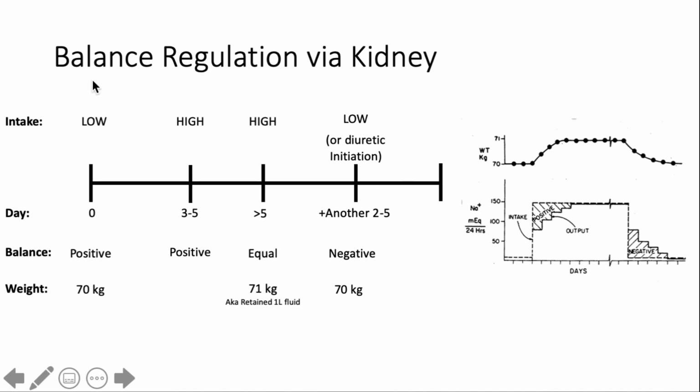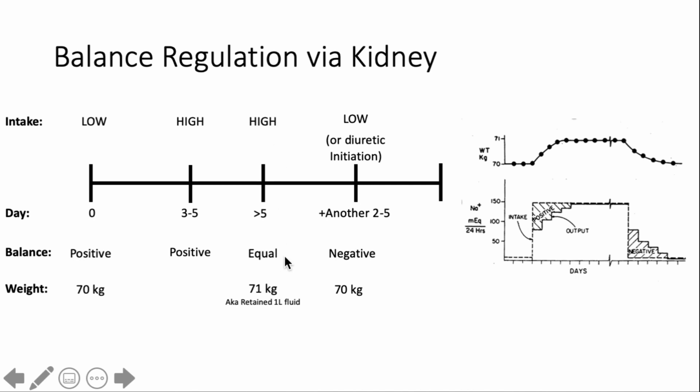Now, we're going to switch him immediately to a high sodium diet. And within 3 to 5 days on that high diet, he's going to turn to a positive balance. He's going to continue that positive balance until it equals out. At more than 5 days, he's going to end up having equal balance for the sodium intake and output, but he's actually gained a full kilogram or retained a liter of fluid based on that higher level of sodium coming into his body.